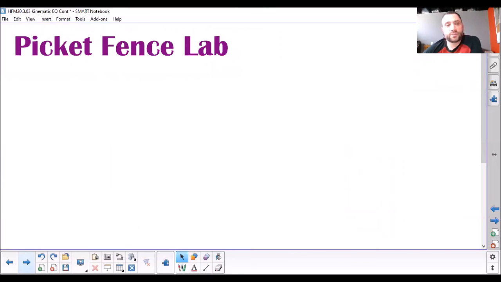In a normal class, we would do a picket fence lab. I don't have a way to replicate this. I was trying to come up with a way, but there just really isn't a good way to replicate this because you use software and stuff that you guys don't have access to.